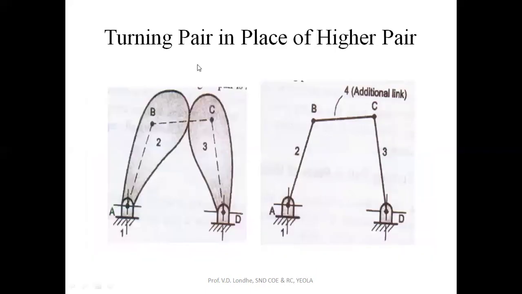The next is what? Turning pair in place of higher pair. So we know the definition of higher pair. A higher pair is nothing but the pair in which two links have point or line contact. So suppose now if you see here, link number one is fixed, link number two is one lobe, link number 3 is another lobe, and this one is fixed.